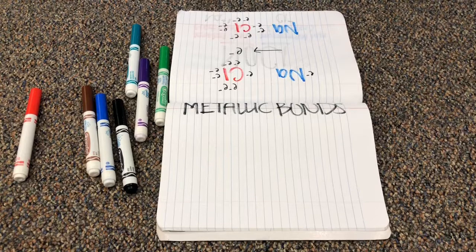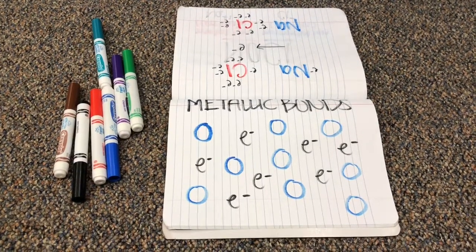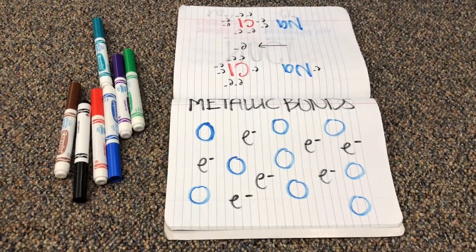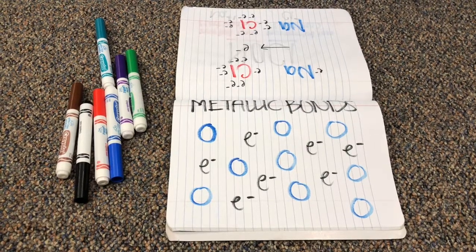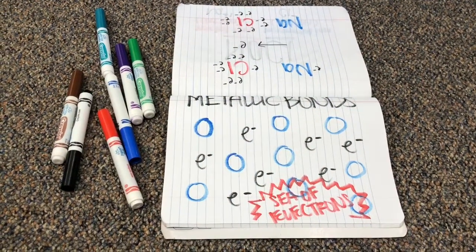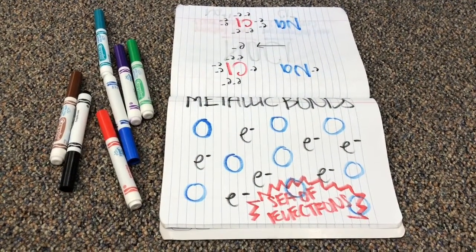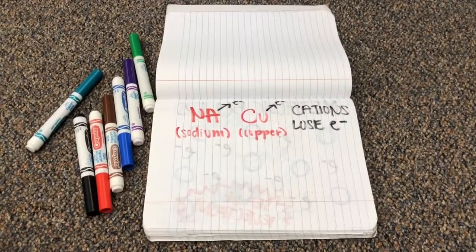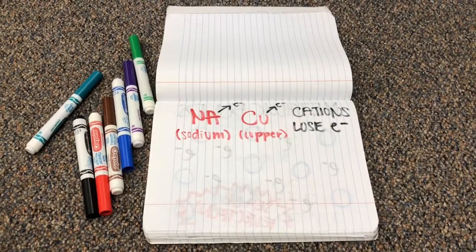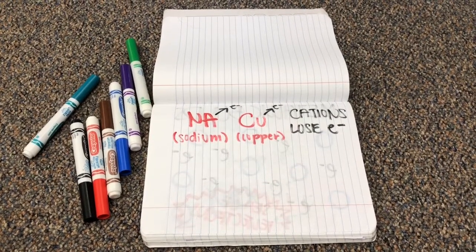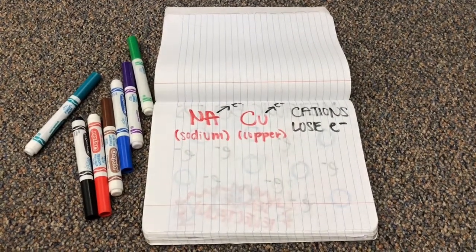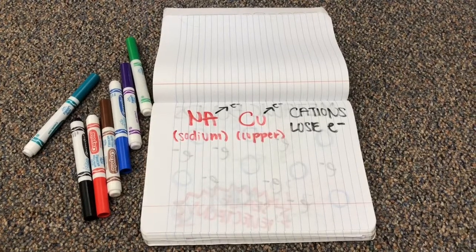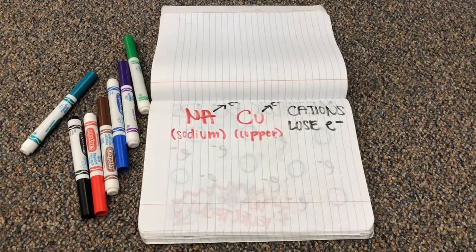Metallic bonds. In metallic bonds, metal ions are surrounded by free-flowing electrons. The free-flowing electrons are also called a sea of electrons. As mentioned before, when talking about ionic bonds, in metallic bonds, there's a sea of electrons because metals have a tendency to lose electrons. That is why they are also called cations, because they are positive.